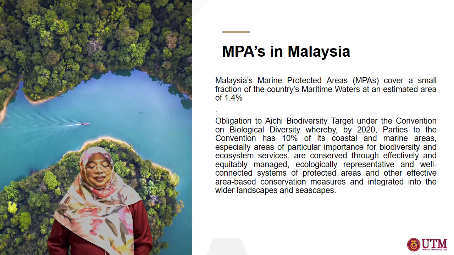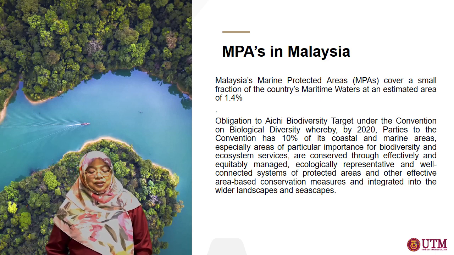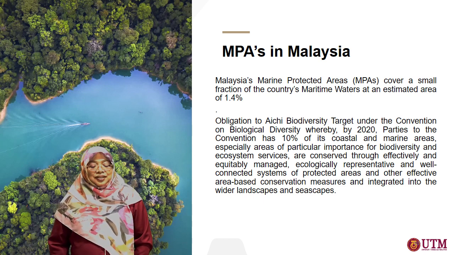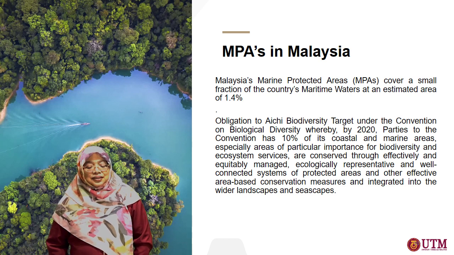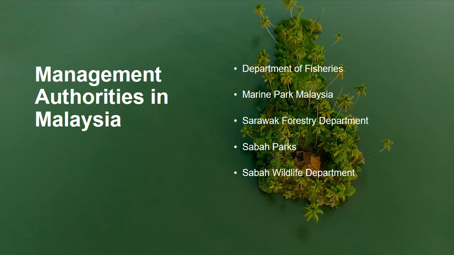Malaysia marine protected areas cover a small fraction of the country's maritime waters at an estimated area of 1.4%. The target for Aichi biodiversity target is at 10%. Therefore, we have a long way to go in order to protect our ocean. There are 5 management authorities in Malaysia for MPA. One is Department of Fisheries Malaysia. The second one is Marine Park Malaysia. The third one is Sarawak Forestry Department. The fourth is Sabah Parks, and the fifth is Sabah Wildlife Department.